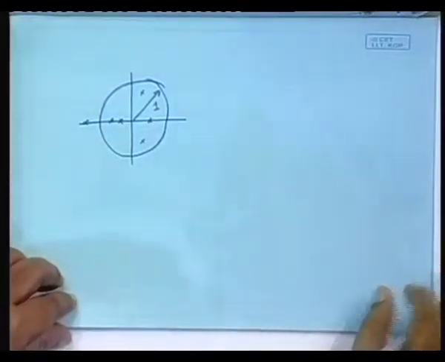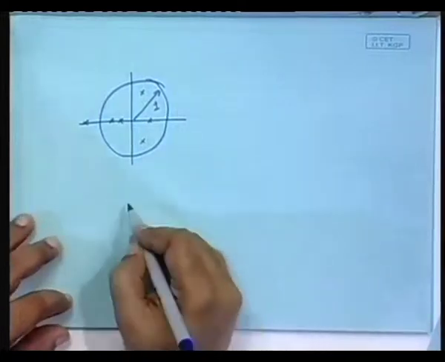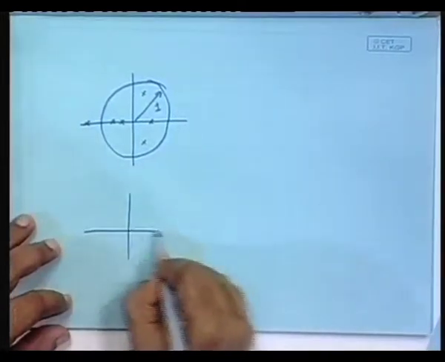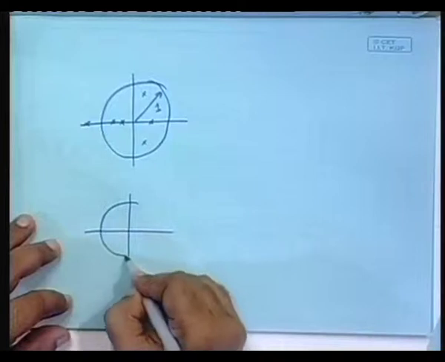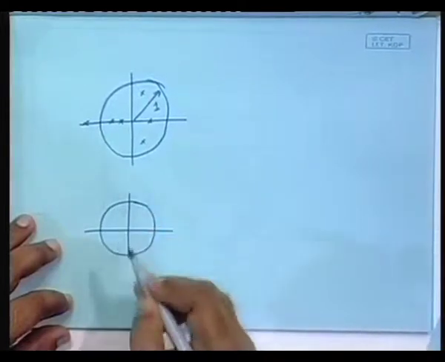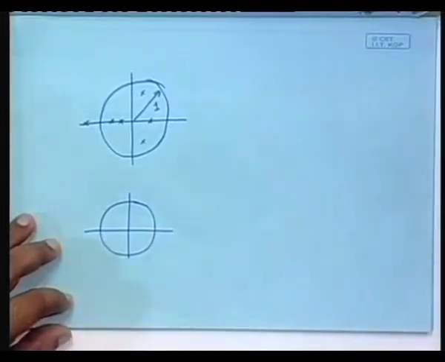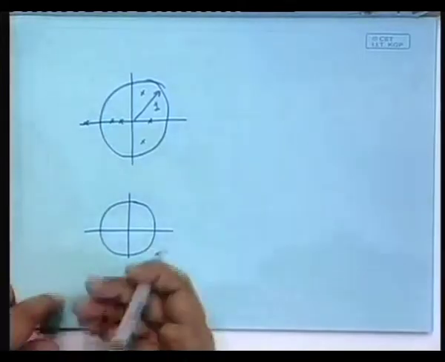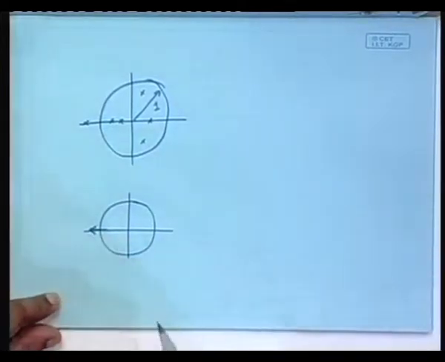It is not difficult to see. There are exactly 3 possible ways. One, say the unit circle is like this, and it goes like this. It is possible.